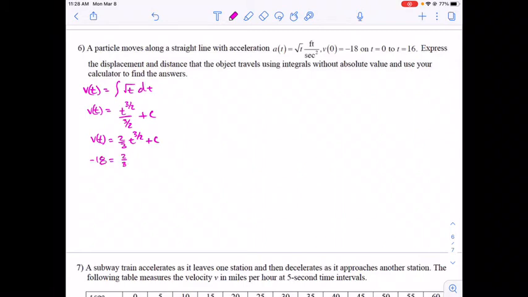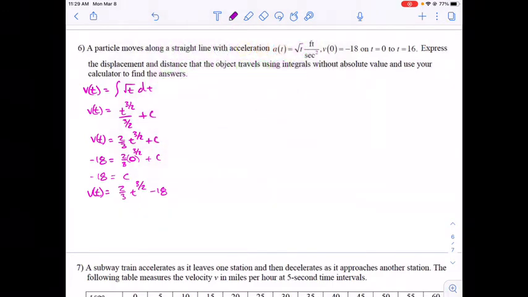So we put -18 in here. So this becomes 0 to the 3/2, and then we're going to get plus c. So this means that c is going to be -18. So our velocity function, which is what we had to find first, is going to be 2/3 t to the 3/2 minus 18.